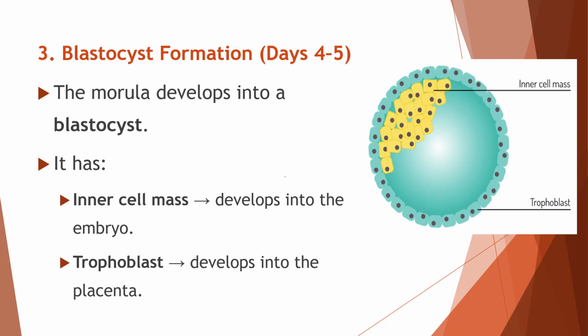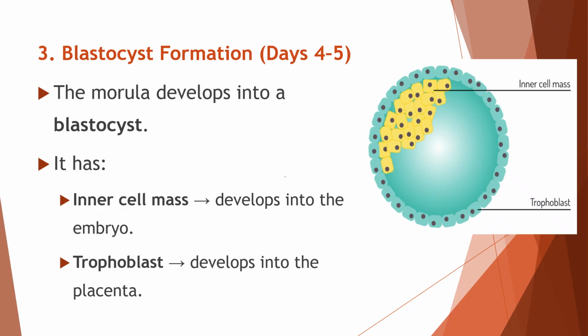Now let us move to the third stage of placental development, which is blastocyst formation. This stage occurs between day 4 and day 5. During this stage, the morula changes into a blastocyst, which is a hollow ball of cells. The blastocyst has two important parts. The first part is the inner cell mass. This group of cells develops into the embryo, which later grows into the baby.